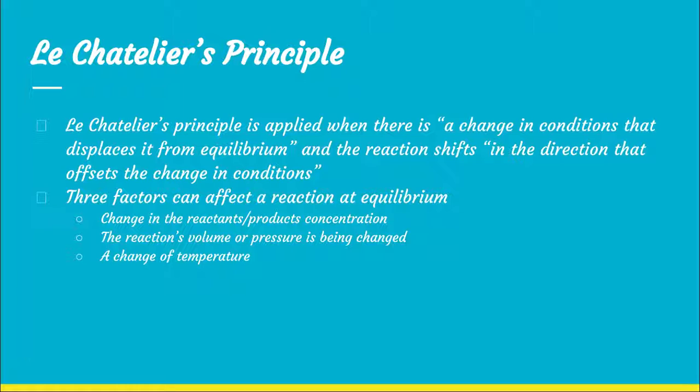So the three factors that can affect the reaction at equilibrium are a change in the reactant/product's concentration, the reaction's volume or pressure being changed, or a change of temperature.